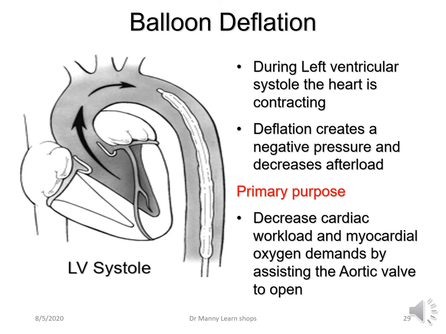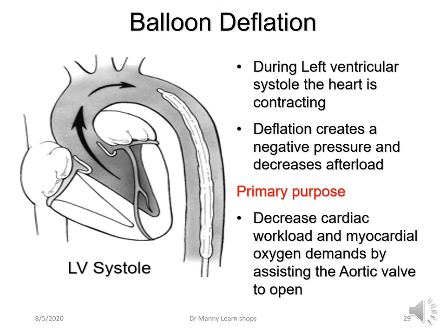When the balloon deflates, it theoretically creates a negative pressure. If timed correctly, then during left ventricular systole, when the heart is contracting, trying to empty, deflation creates a negative pressure and decreases afterload, which in this situation helps the aortic valve open. It doesn't decrease systemic vascular resistance; it decreases afterload in the sense that it will assist the aortic valve to open. The primary purpose of deflation is to decrease cardiac workload and myocardial oxygen demands by assisting the aortic valve to open, which is pretty hard work.